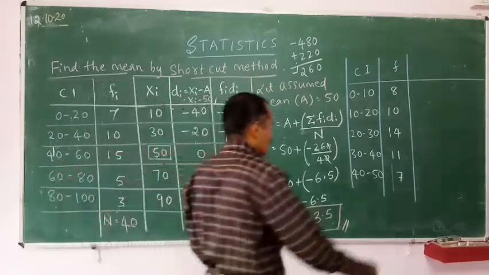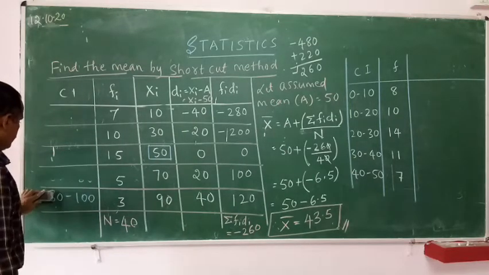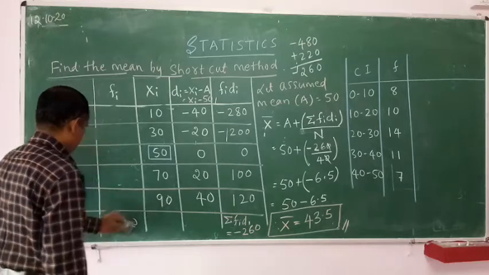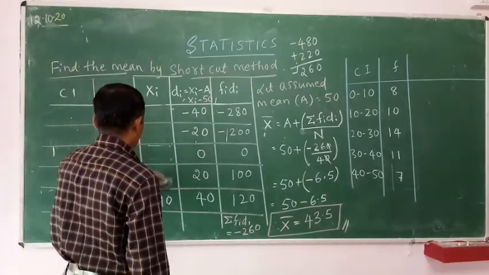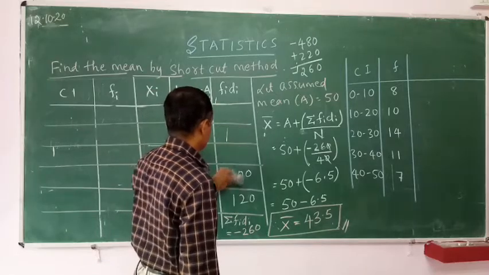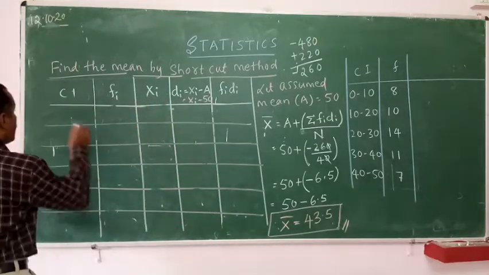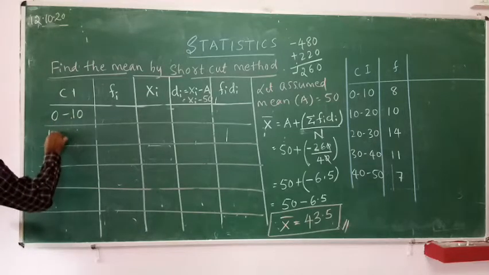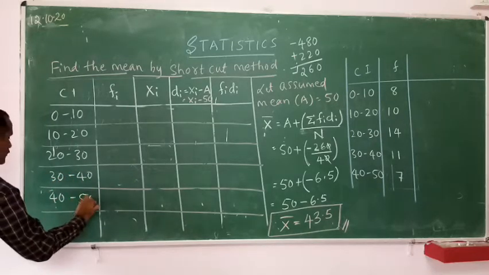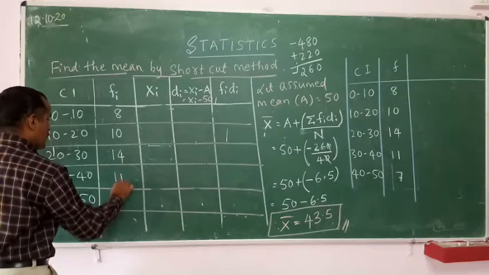Let me go for one more and the last problem. Okay students, now let me go for one more problem. It is 0 to 10, 10 to 20, 20 to 30, 30 to 40 and 40 to 50. The frequencies are 8, 10, 14, 11 and 7.